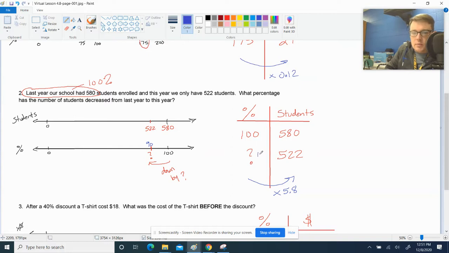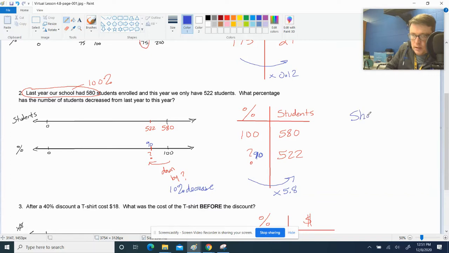And so that means this would be 90%, which tells me that it was a 10% drop, a 10% decrease coming from the 100, right? Because 10 taken away from 100 is 90. So that makes sense. A shortcut, okay?